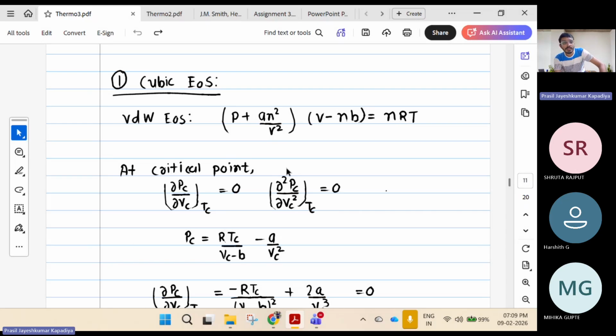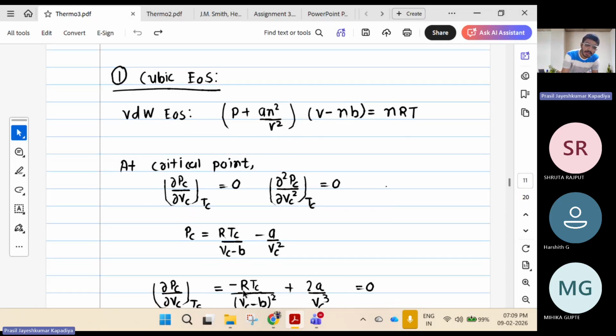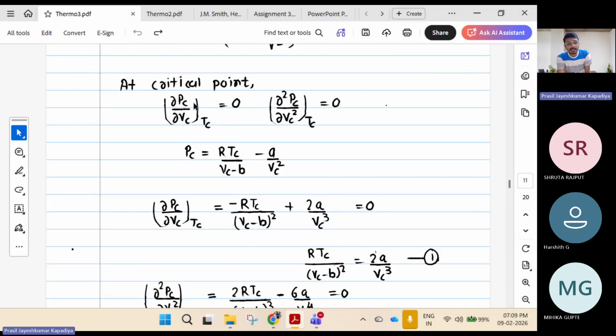So we know that at the critical point, the first and second derivatives are equal to 0 because it is just merging at one point. So if I apply this idea, this equation at the critical point can be written, neglecting my mole terms, assuming that n is equal to 1, as PC equals RTC divided by V minus B, minus A by VC square. Let's say I am differentiating this first equation with respect to VC at constant temperature TC.